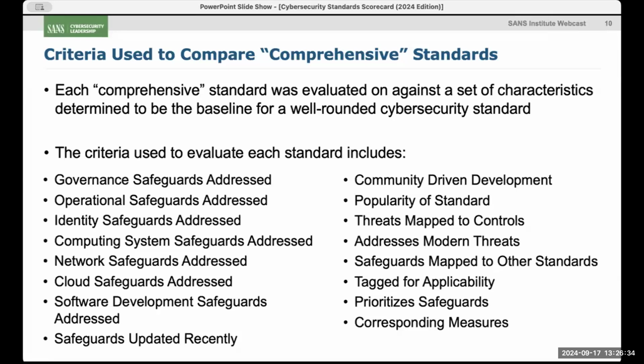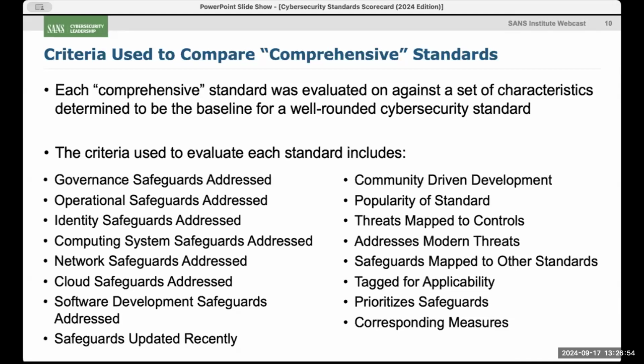I'll show you an example of this here in just a second. We also looked, were the safeguards updated recently? Again, there is sort of a recency bias, I understand, but at the same time, what I'm finding is there are some standards in our list we evaluated that haven't been updated in 7 or 8 years. And I think that's something that we have to reflect. So if it's been a little while since it's been updated, then we probably need to have a conversation about that.